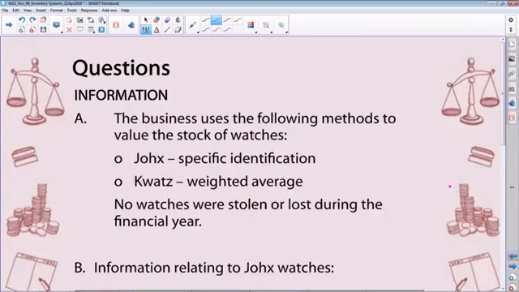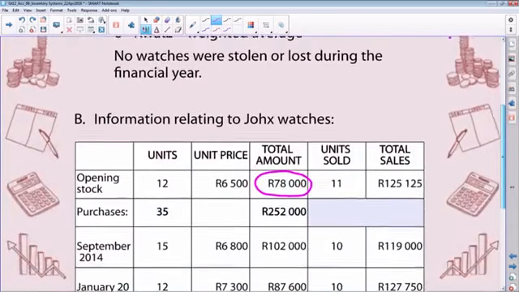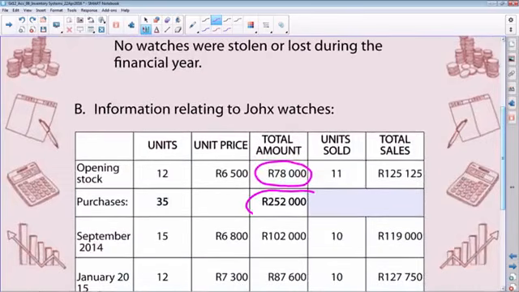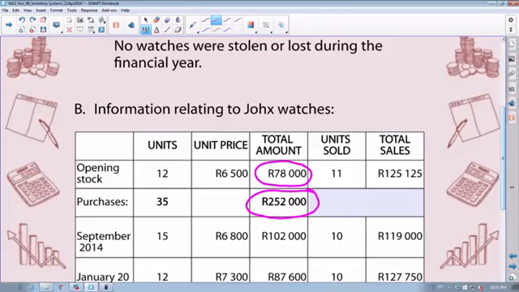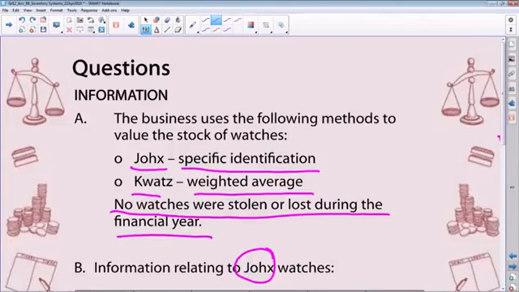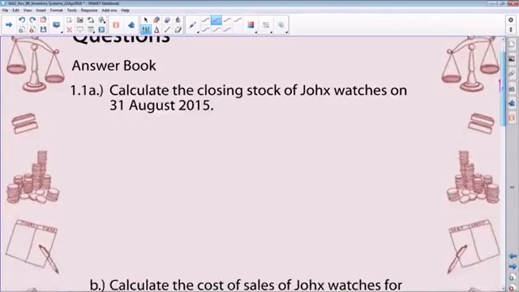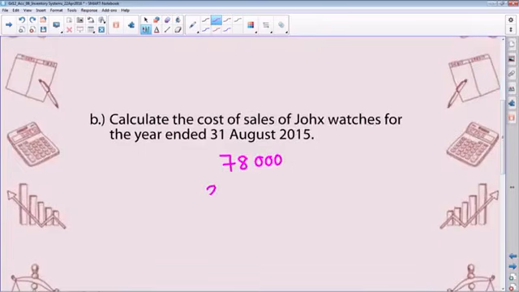Okay? And then what we have here is the total purchases for my Jock's watches, which would be 252,000. So immediately we say, let's go to that figure. 252,000 is my purchases figure. So in other words, when we're determining the cost of sales, it is your opening stock plus your purchases. Remember, we dealt with this. And all your expenses on purchases.